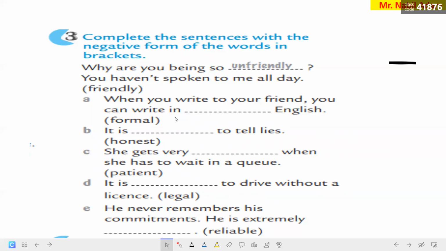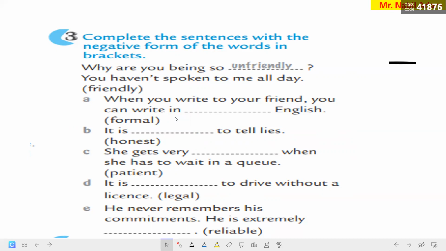Now we are moving to exercise number 3. Complete the sentence with the negative form of the words in brackets. You have words inside the brackets. These are adjectives, and you are going to use the negative form by adding some prefixes, by adding some letters before the adjective. For example, friendly. What's the opposite for friendly? Unfriendly. Formal. What's the opposite for formal? Informal. Honest. What's the opposite for honest? Dishonest. Patient. What's the opposite for patient?